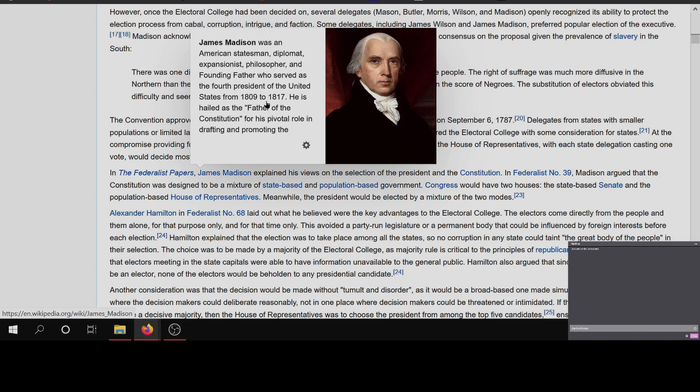So the second declared war in the United States. And right, so because, yeah, what is it?